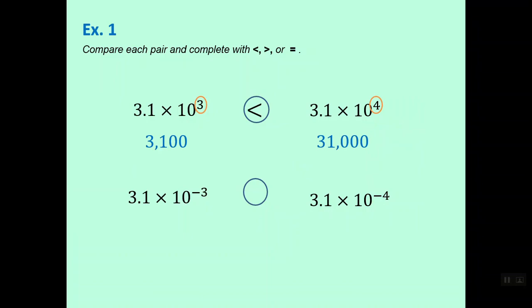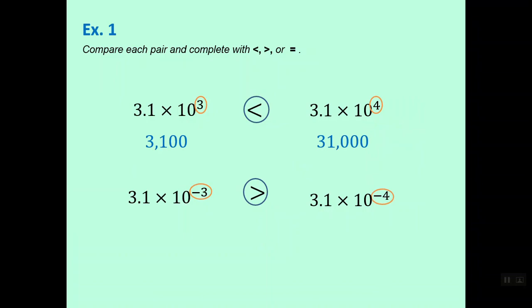Now we're going to look at the negative exponents. 3.1 times 10 to the negative third power and 3.1 times 10 to the negative fourth power. I want you to remember that when we are looking at negative exponents, that means we are moving that decimal spaces to the left. So if you are shifting your decimal fewer spaces to the left, that means the number is going to be larger.